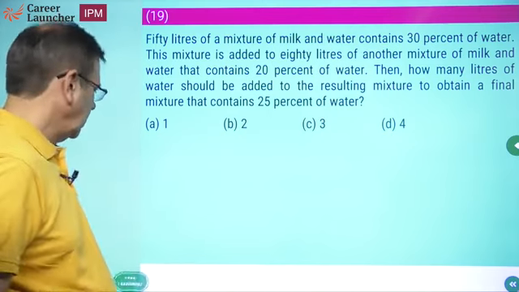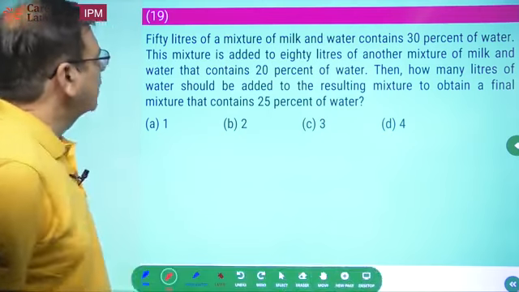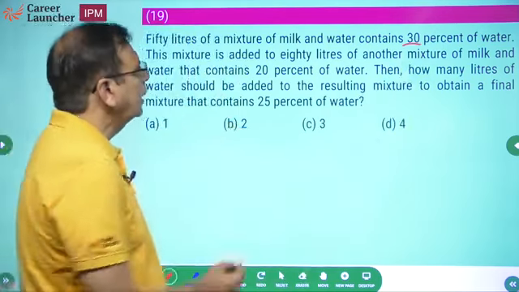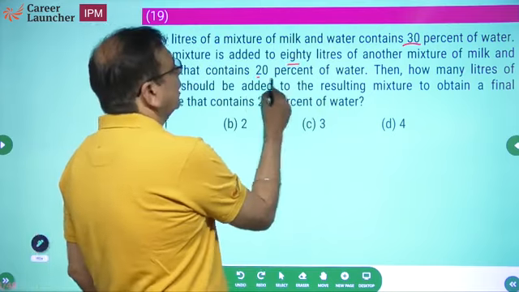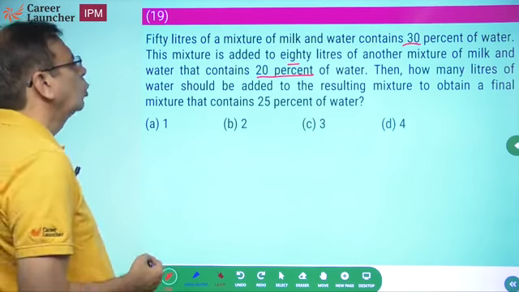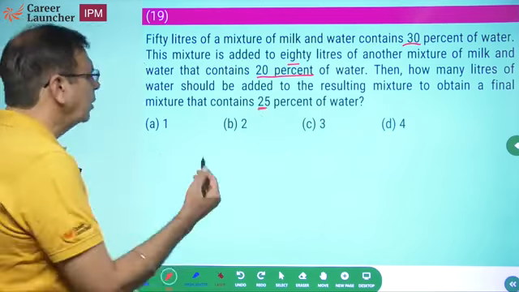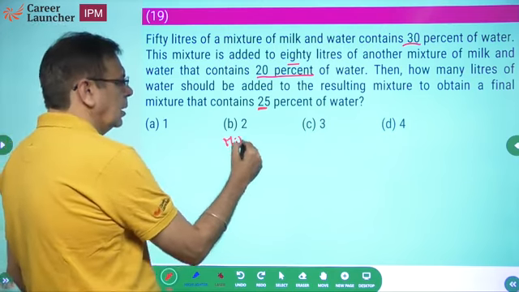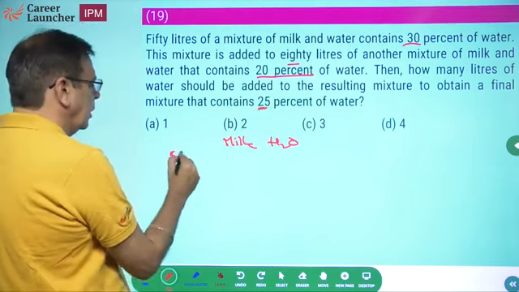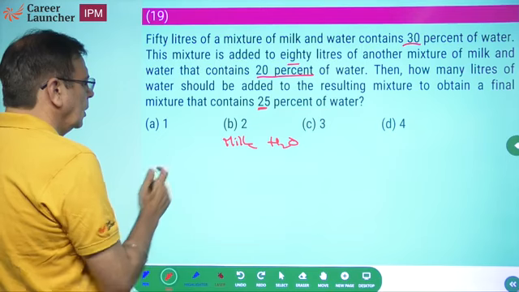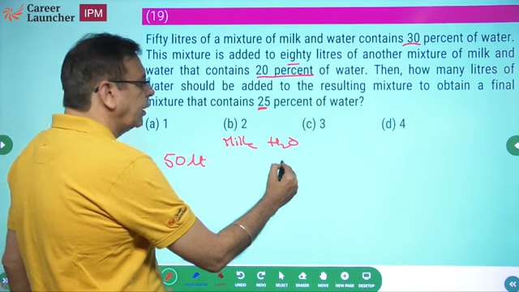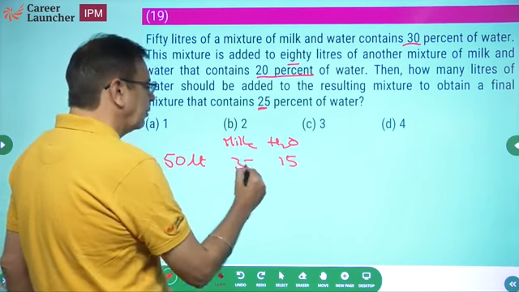Let's see. Okay, 50 liters of a mixture of milk and water contains 30% water. The mixture is added to 80 liters of another mixture of milk and water that contains 20% water. How many liters of water should be added to the resulting mixture to obtain a mixture that contains 25% water? Okay. So we have milk and water. First is 30% water, 50 liters. If we have 50 liters and it has got 30% water, 30% of 50 is 15. And that means the balance 35 will be milk.